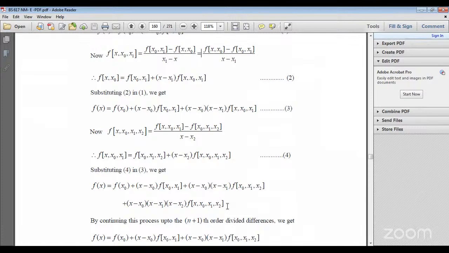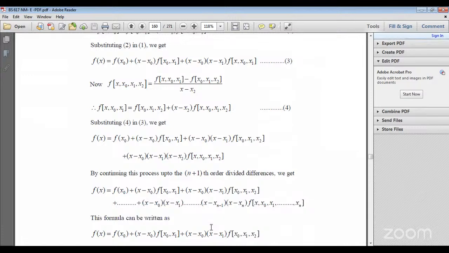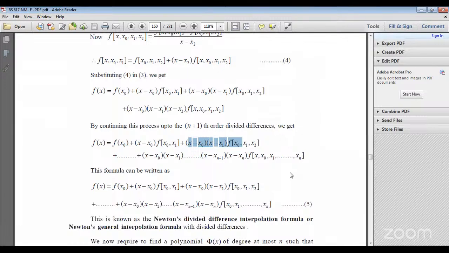f of x is equal to f of x0 plus x minus x0 times f of x0 x1, plus x minus x0 x minus x1 times f of x0 x1 x2, plus x minus x0 x minus x1 x minus x2 times f of x0 x1 x2 x3. By continuing this process up to the n plus 1 order difference we get f of x equal to f of x0 plus x minus x0 f of x0 x1 plus x minus x0 x minus x1 f of x0 x1 x2, and so on, x minus x0 through x minus xn minus 1 times f of x0 x1 x2 up to xn, the nth order difference.